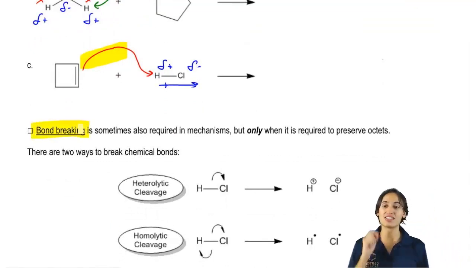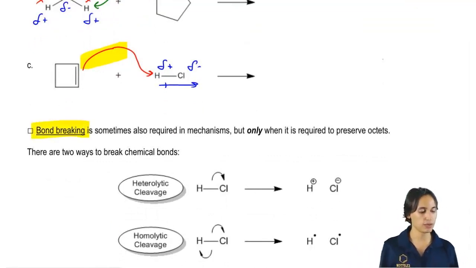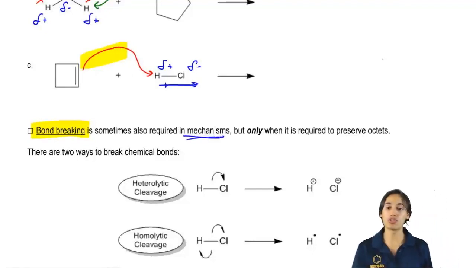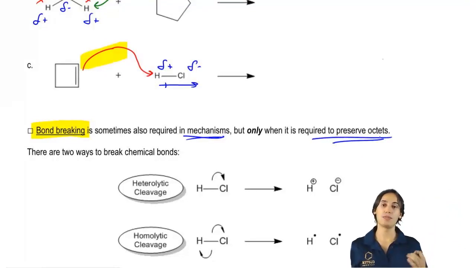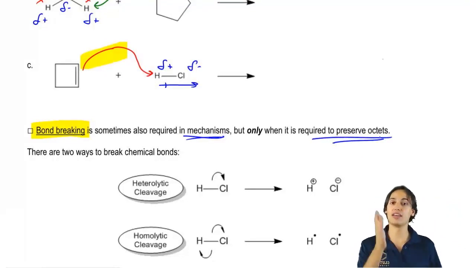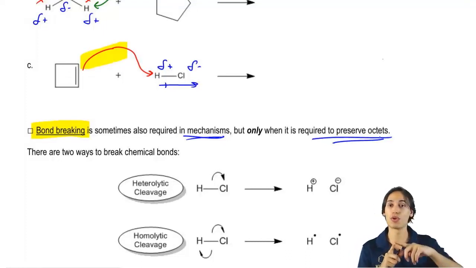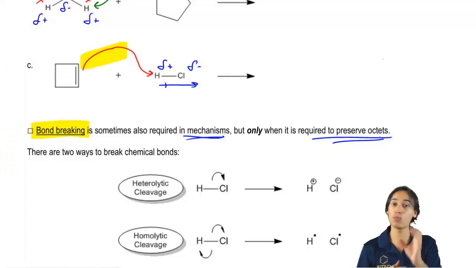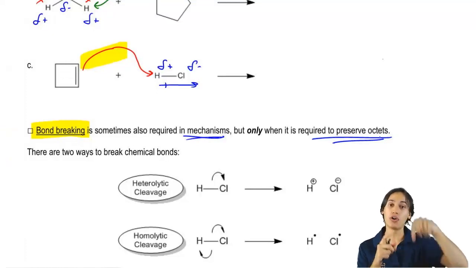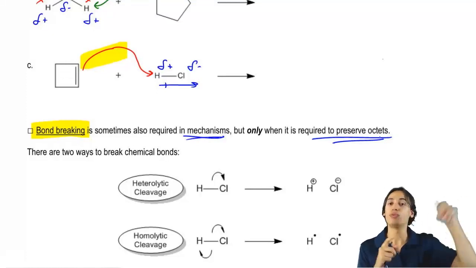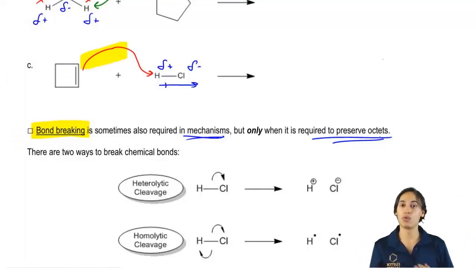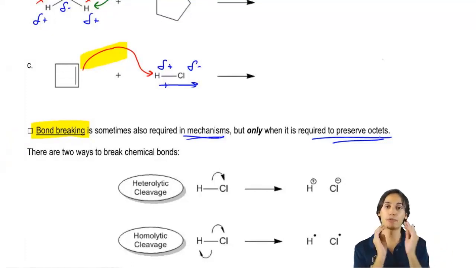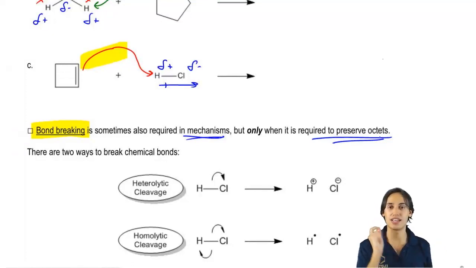So bond breaking is sometimes required in mechanisms, but it's only required when it's needed to preserve octets. What that means is that, just like resonance structures, remember that sometimes we would want to make a bond, but that bond would break the octet of a certain atom. So then what would we do to fix that? We would also break a bond. We would make a bond, and then we would break a bond in order to preserve the octet of that atom. So in the same way, we're going to want to break bonds in order to preserve octets of atoms that are getting attacked. Okay?